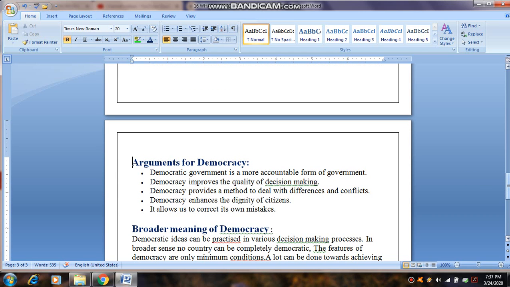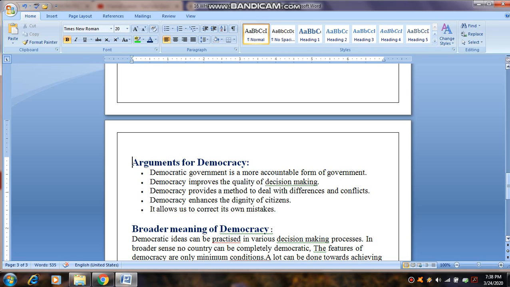Now we will move on and try to understand the arguments for democracy. Sometimes people argue for democracy as well. Many people are in favor of democracy. Democratic government is a more accountable form of government. Definitely, it is a very strong point. Democracy improves the quality of decision making.